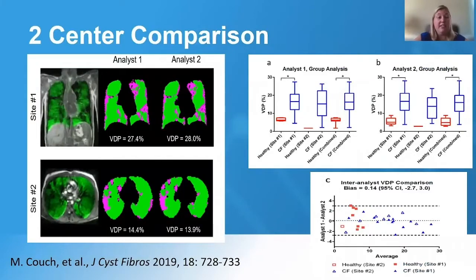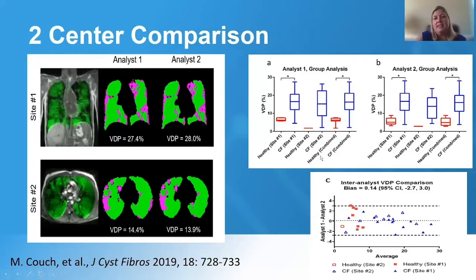So one of their studies thus far was a 2-center comparison. The groups at Cincinnati and Toronto individually imaged CF and healthy patients with hyperpolarized gas MRI. And then they took all their data and had 2 independent analysts review data from both centers, and they compared the outcomes of those reviews. So you can see here the anatomic image overlaid with the hyperpolarized gas image from the 2 different centers. And the pink color here depicts where the ventilation defects were located by analyst 1 and analyst 2. And there was a really tight agreement between the 2 analysts overall in what constituted a ventilation defect.